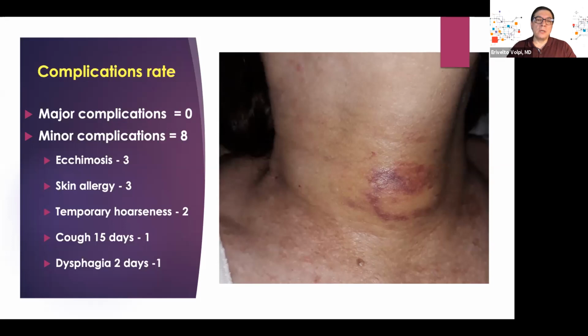One good tip when you do the RFA is to put an ice cushion on the neck of the patient. Sometimes when they have pain, immediately after the surgery, after the RFA.